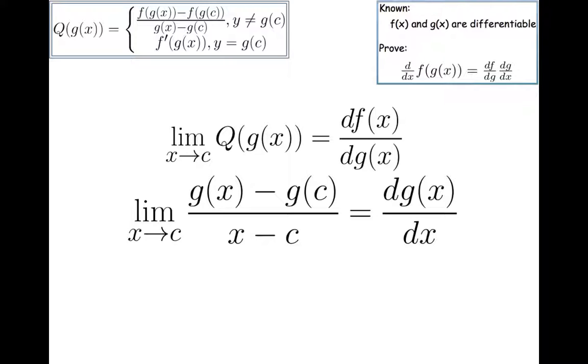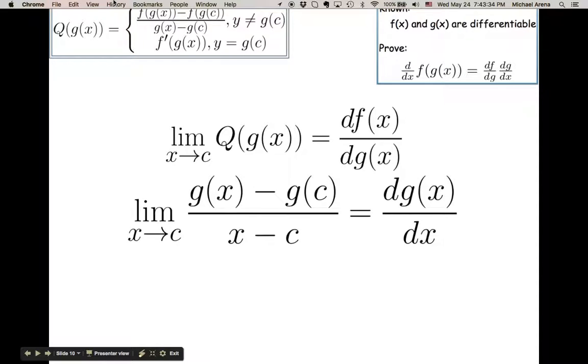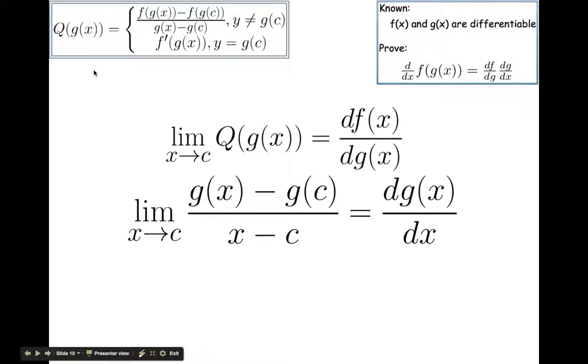Now let's think to ourselves, what is the limit as x approaches c of q of g of x? That's just the derivative of f with respect to g. Because if we go back to the definition that we have over here, we see that it's equal to exactly this statement, the derivative of f with respect to g. Now, what is this statement right here? This is just using the alternate definition of the derivative with respect to g of x rather than with respect to x. So this is true.